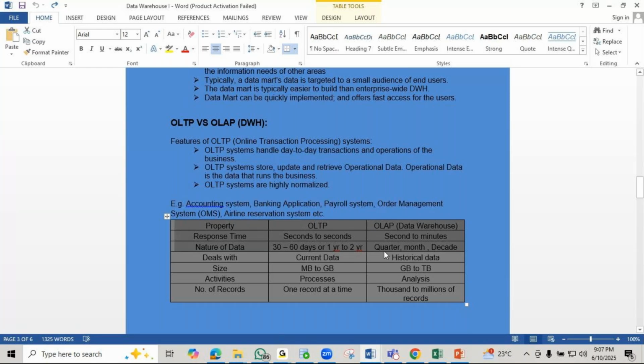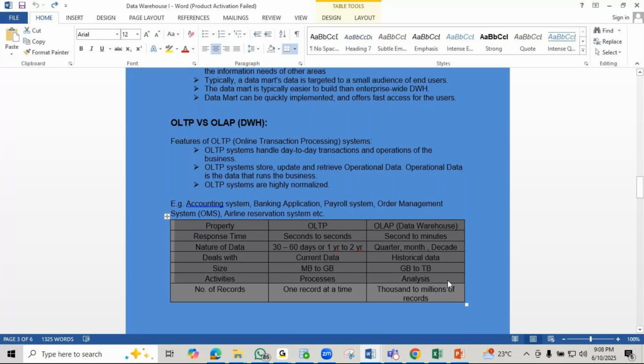Quarter means a 3-month duration, month means month, and decade means a 10-year duration. Okay. Now for the final confirmation: OLTP deals with current data, OLAP deals with historical data. Size-wise, the size of OLTP is MB to GB, and for OLAP it is GB to TB. Activities: OLTP is used for processing purposes, OLAP is used for analysis purposes.